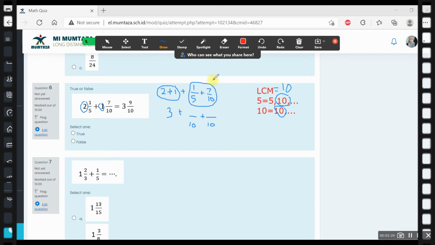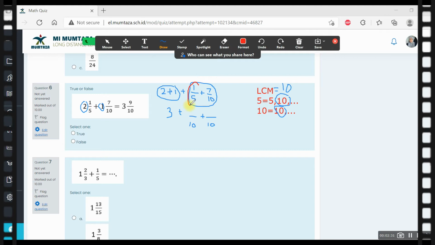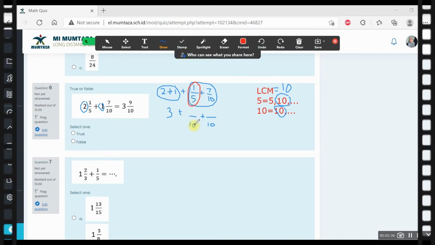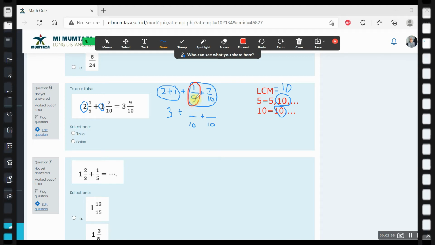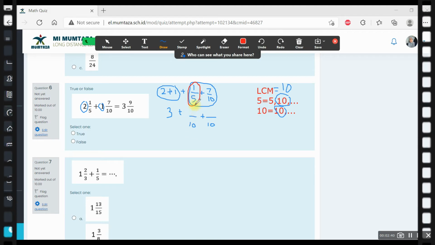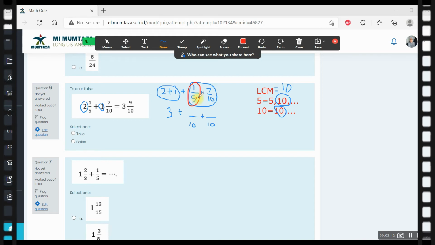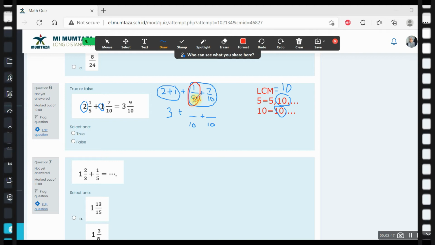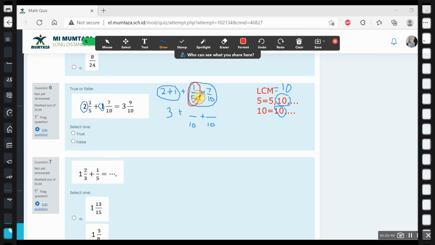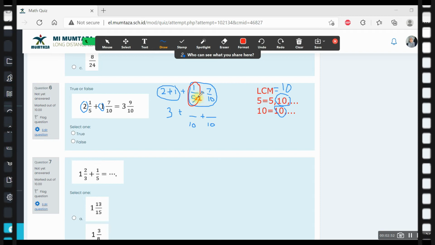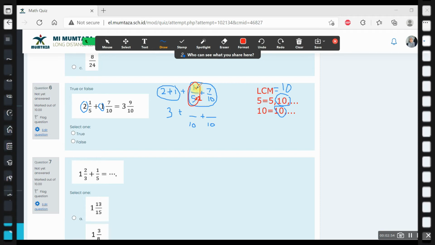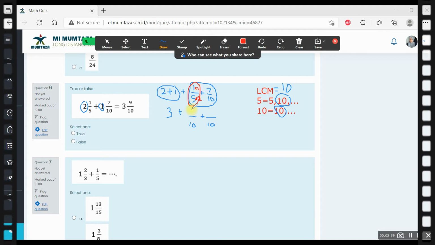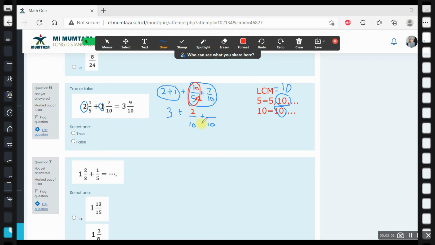The first fraction. Look at 1/5. 1/5 becomes something over 10. Look at the bottom: 5 times something becomes 10. 5 times 2 becomes 10. Because the bottom is times 2, the top is also times 2. 1 times 2 becomes 2. We can put number 2 here.